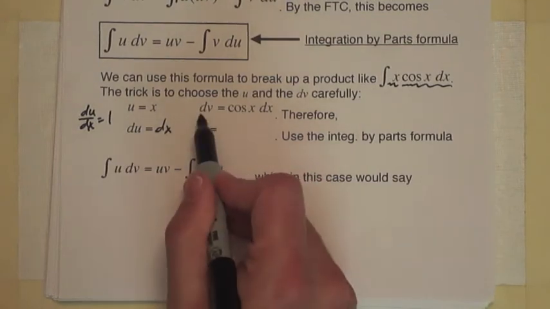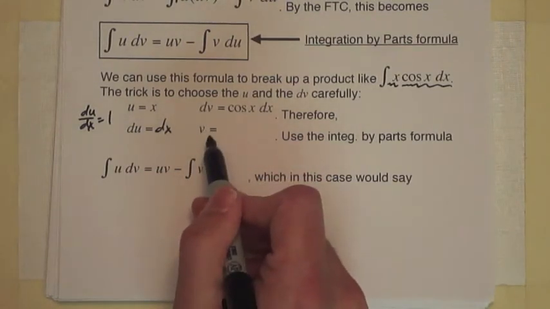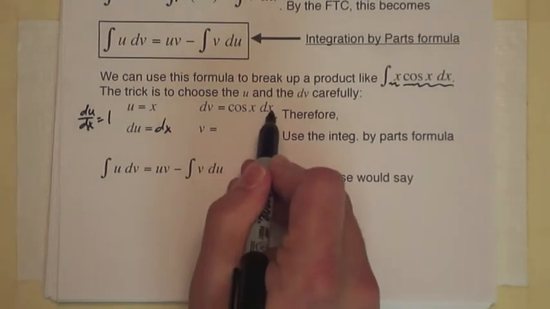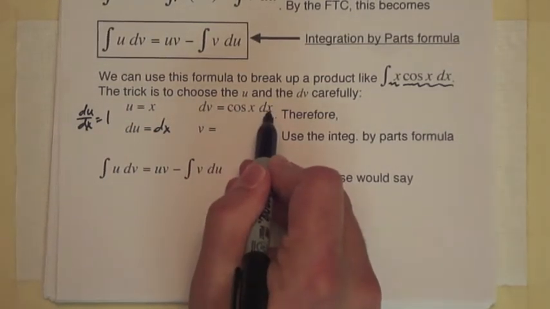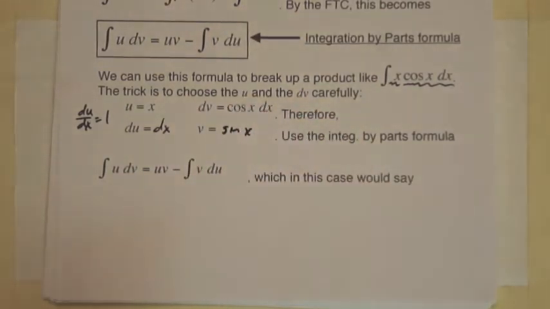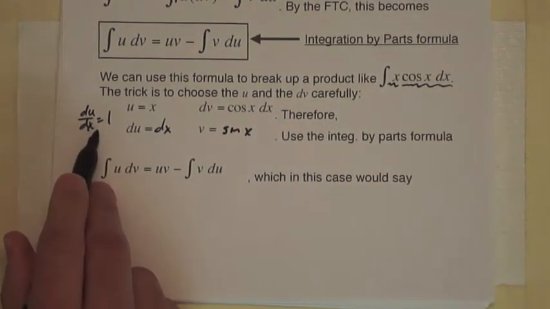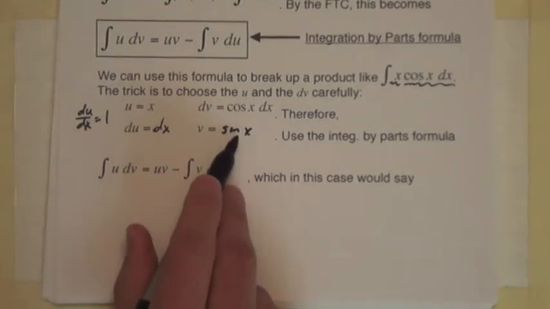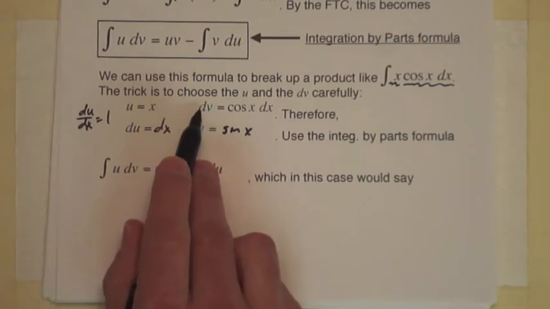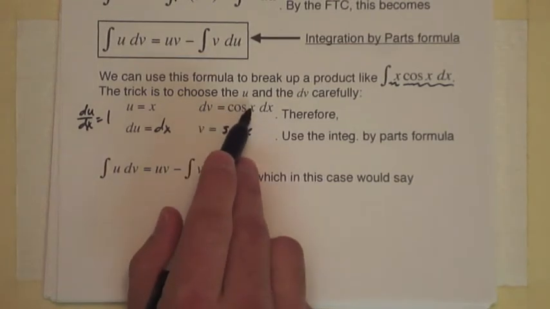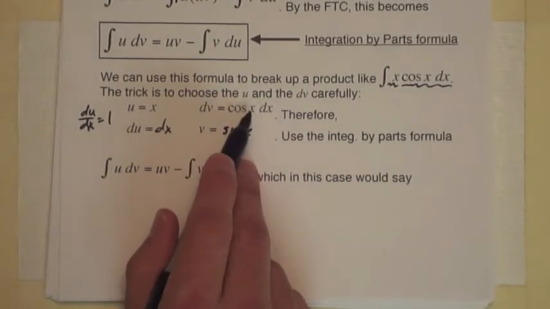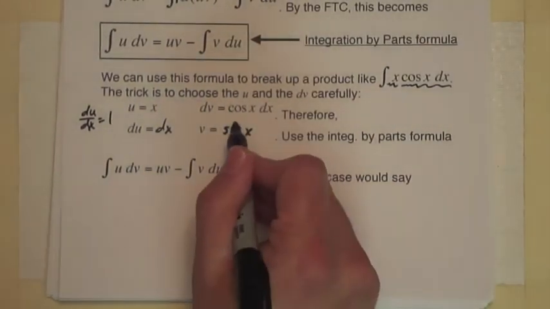Similarly, on this side, we need to get from dv to v. So this is an antiderivative. If dv is cosine x dx, then what's the antiderivative? Well, the antiderivative of cosine x is sine x. And similarly to this, if you can't see this directly, you can always add the extra step in here of writing something like dv/dx equals cosine x. Divide both sides by dx. You've got dv/dx equals cosine x, so v equals sine x.